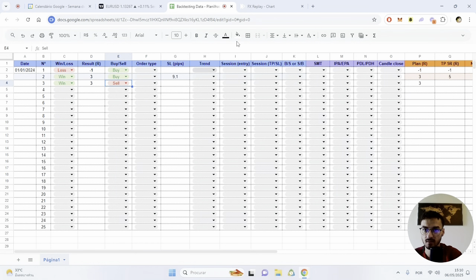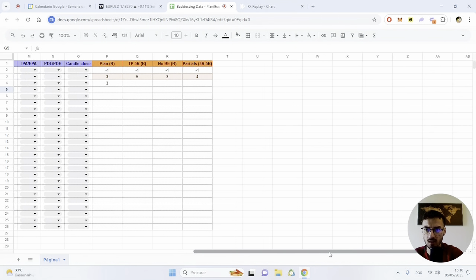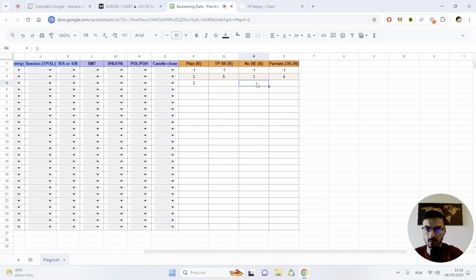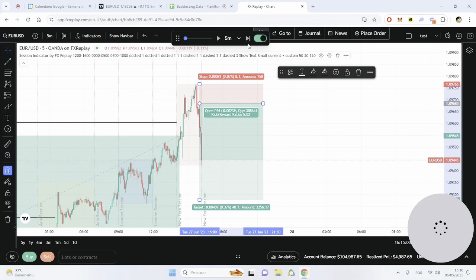This one's a sell. The stop loss size is 8.1. The TP 4, no break even management, it's the same, right? 3. Let's see if we can get the 2.